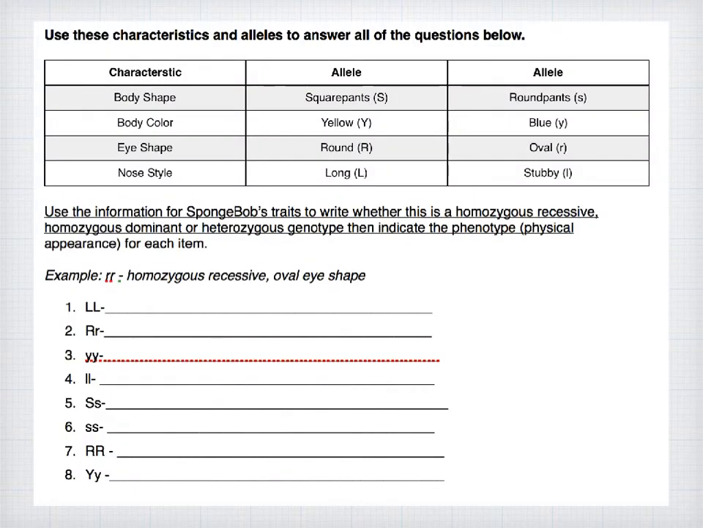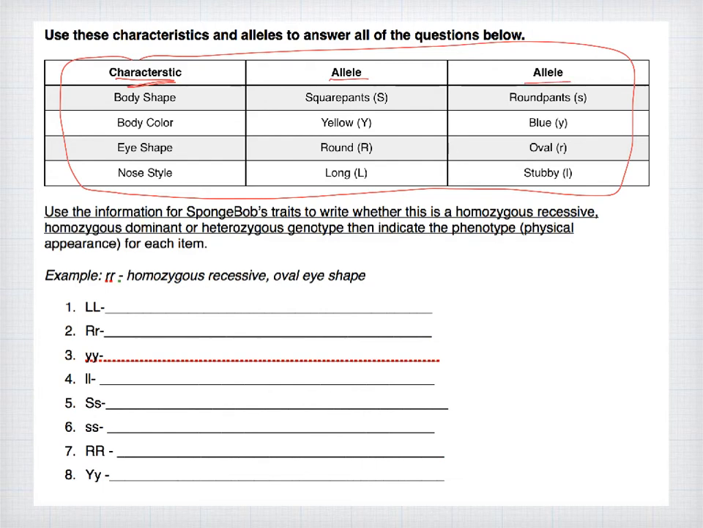So this first set of examples are all going to be using these characteristics. These are the physical characteristics, and what the allele is for dominant and what the allele is for recessive, and we're going to figure out how these things go. It says use the information for SpongeBob's traits to write whether this is a homozygous recessive, homozygous dominant, or heterozygous genotype, then indicate the phenotype, the physical appearance, for each item.